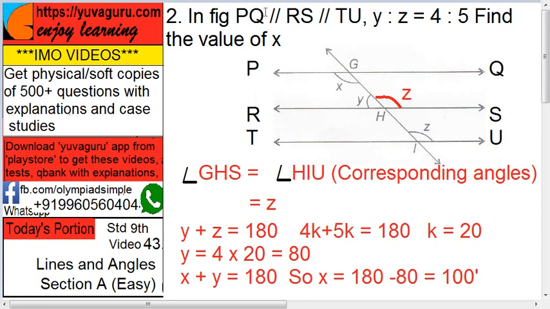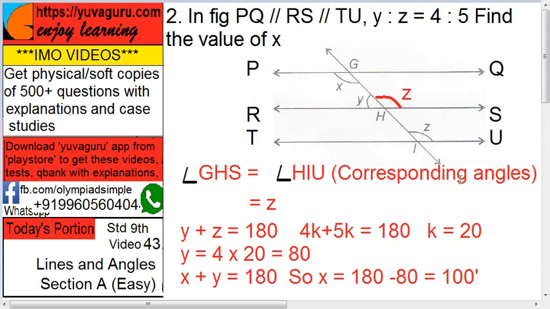PQ is parallel to RS is parallel to TU. Y is to Z equals 4 is to 5. Find the value of X. See this Y and this Z. See here, if this is Z, and these lines are parallel, so this Z means angle GHS and angle HIU are corresponding angles.